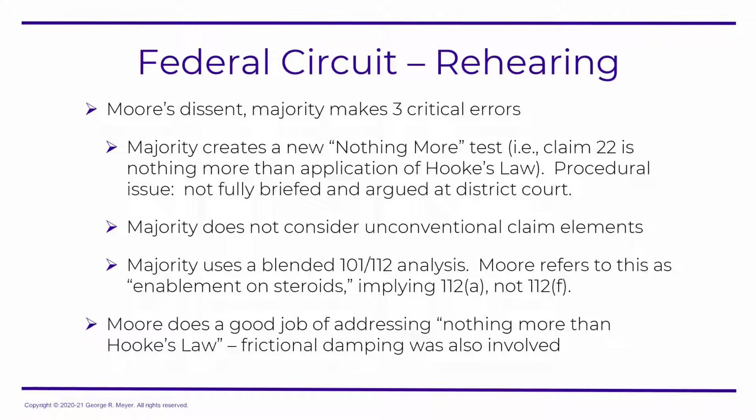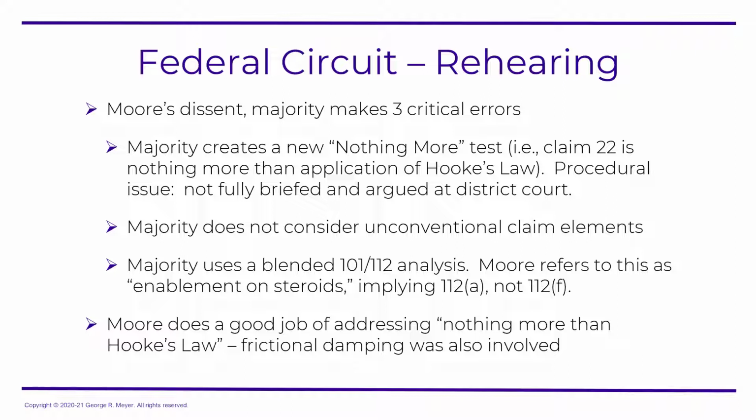She was part of the 3-judge panel, and she had a dissent in that decision on rehearing. She says the majority makes 3 critical errors. First, the majority creates a nothing more test. That is, Claim 22 is nothing more than application of Hooke's law.